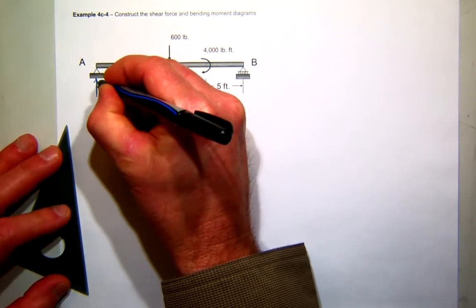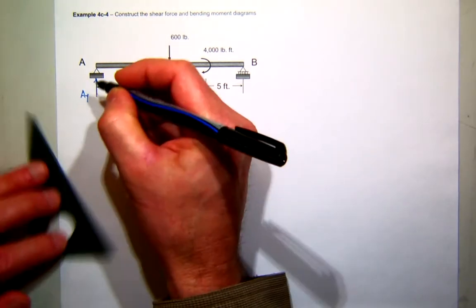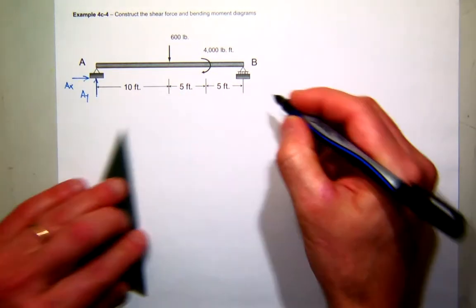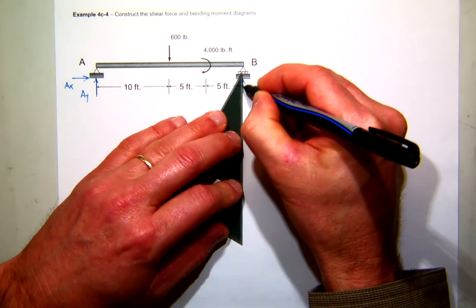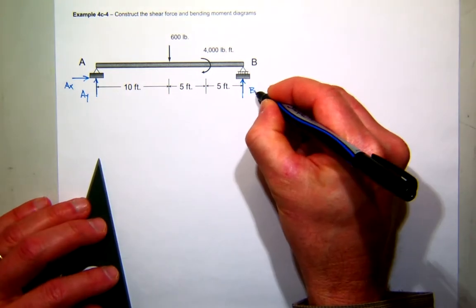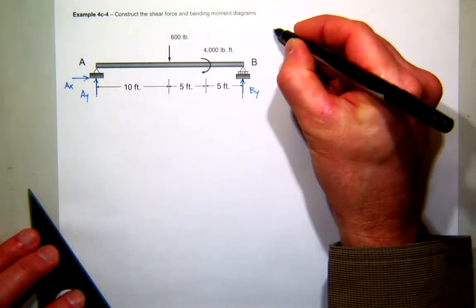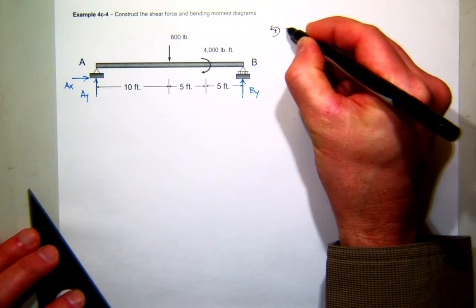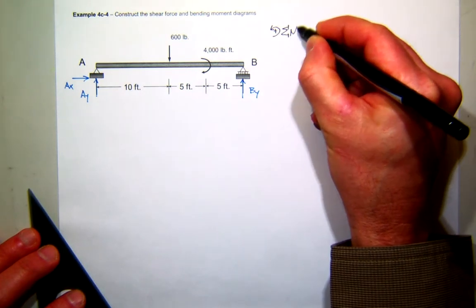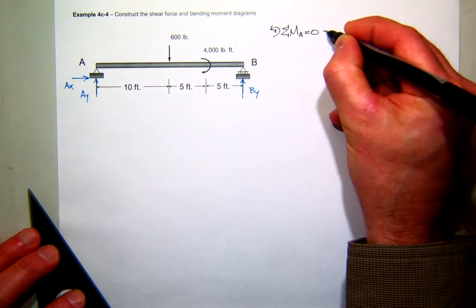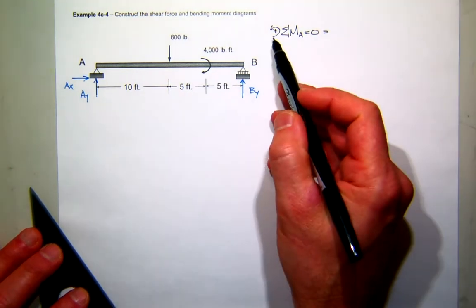So over here, I'm going to assume that I have a force in the X and Y direction. And then over here at B, I'll assume that By is up. So let's find these reactions. So first I'll sum moments about A. You could do B also. We'll just do A to start with. So I'm going to sum moments about A and use the right-hand rule.